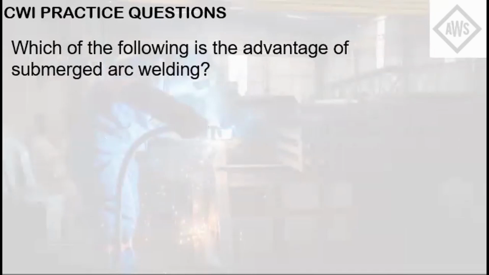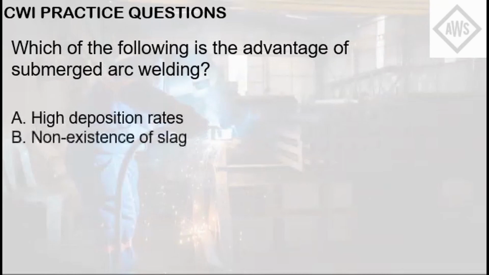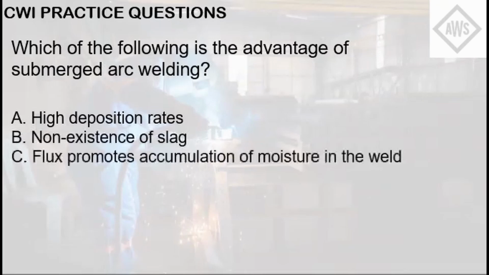Which of the following is the advantage of submerged arc welding? Letter A, high deposition rates. Letter B, non-existence of slag. Letter C, flux promotes accumulation of moisture in the weld. Letter D, none of the above.